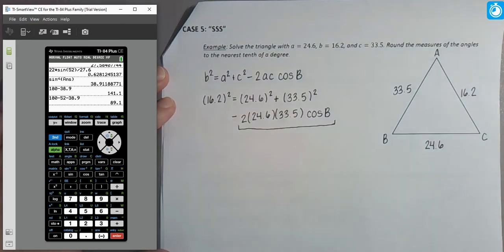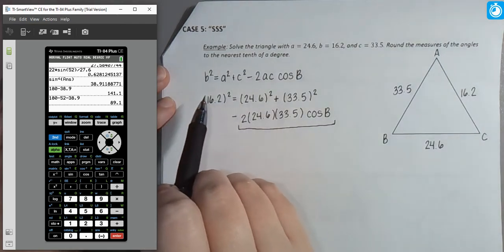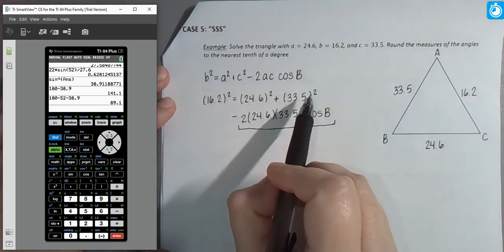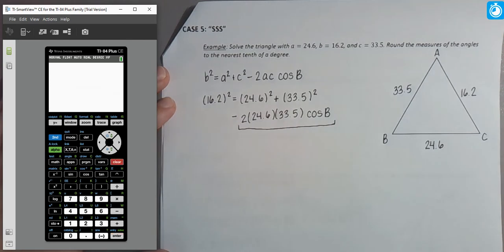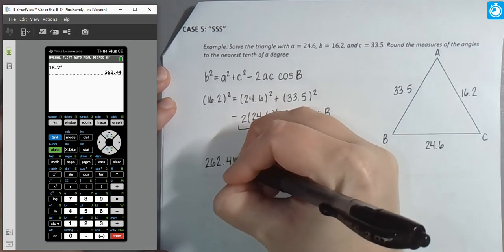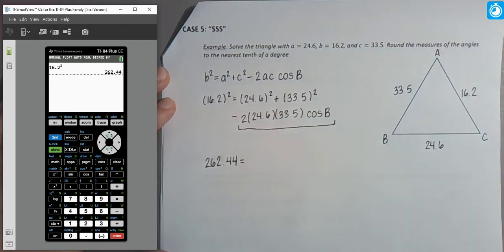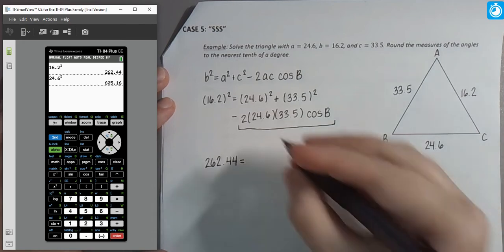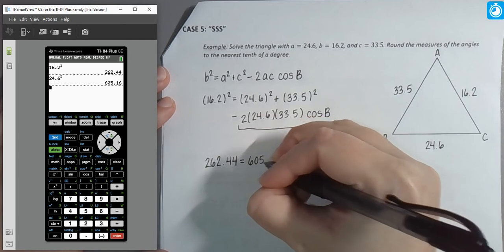So we're going to show a few more steps here than we would when we're just able to plug it into the calculator directly. We want to start by squaring everything that needs to be squared. So clear my calculator, 16.2 squared, and do not round. For now, we're not going to round. 262.44, that's going to be my value on the left-hand side. Okay, 24.6 squared, 605.16, again, do not round.